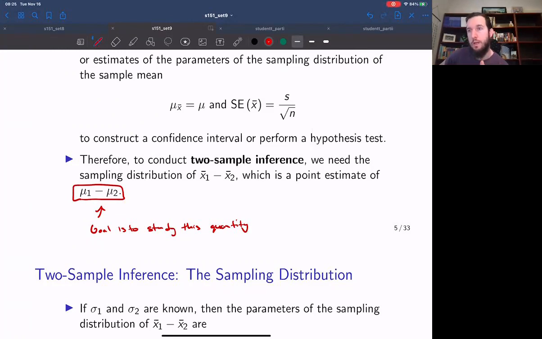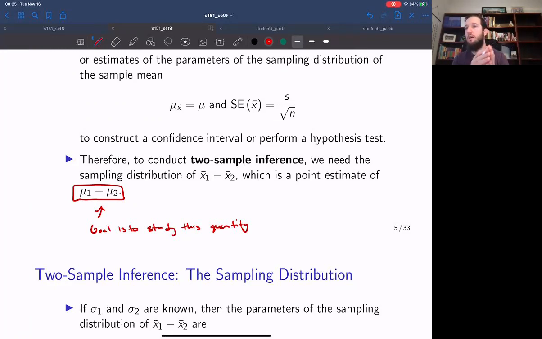Okay, so we know that for one population mean, we can use the sample mean as a point estimate of that value. So X bar is a point estimator for mu. So if we want to study mu one minus mu two, we're going to use X bar one minus X bar two. So we're going to have two samples of information. We're going to compute the mean from each sample, and we're going to use the difference between those sample means to conduct inference about the difference between the population means.